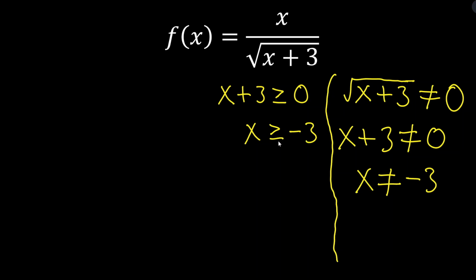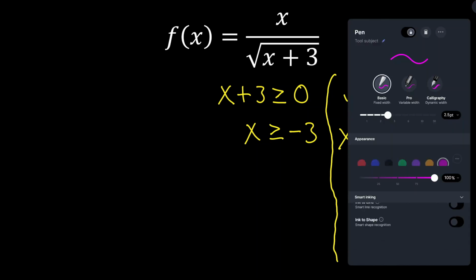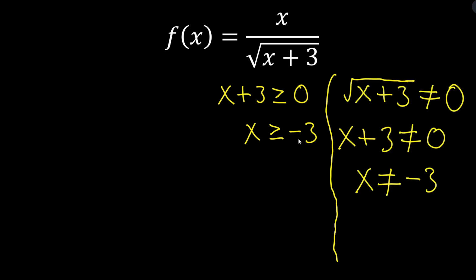So we are combining these two. What does that mean? X is greater than or equal to negative 3, but x also cannot equal negative 3. How can we combine these into a single statement? This is where it's tricky. X is greater than or equal to negative 3. X does not equal negative 3. And that's just into this one single statement. X is strictly greater than negative 3. So we're eliminating that or equal to, because when x is equal to negative 3, it makes the denominator equal to 0.